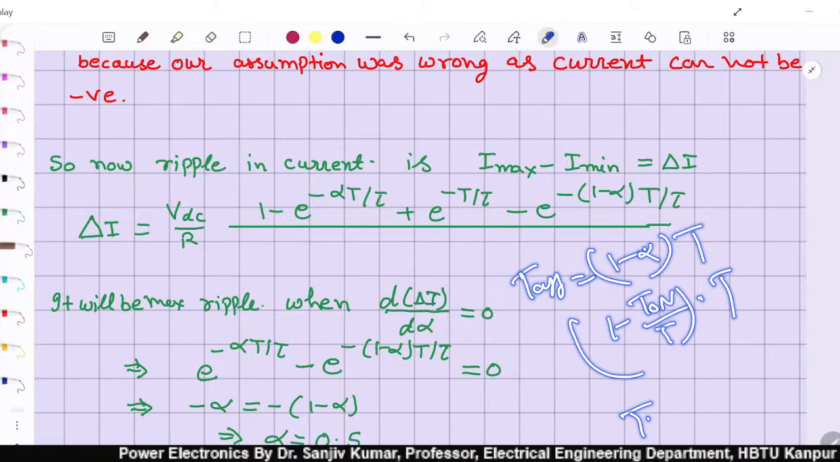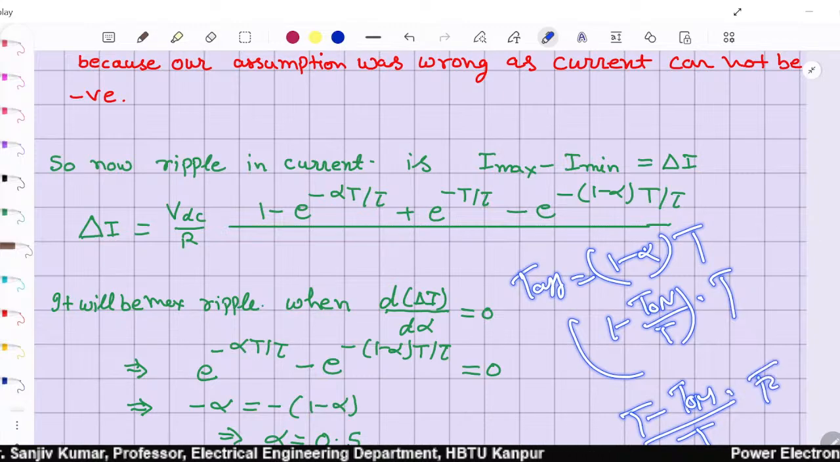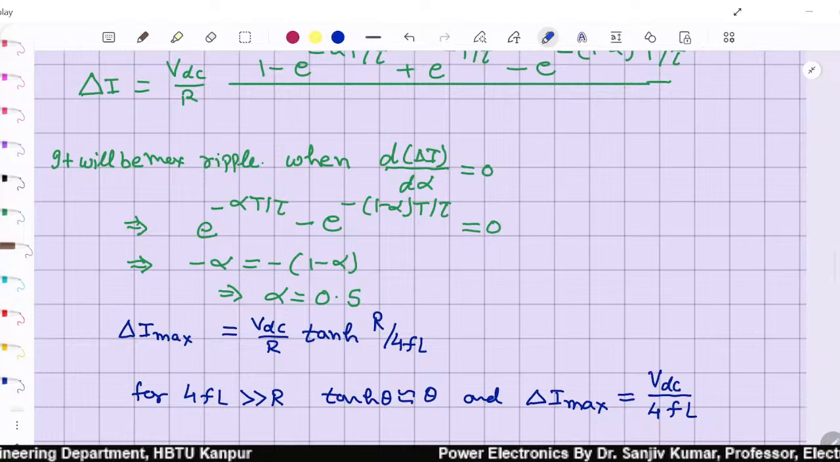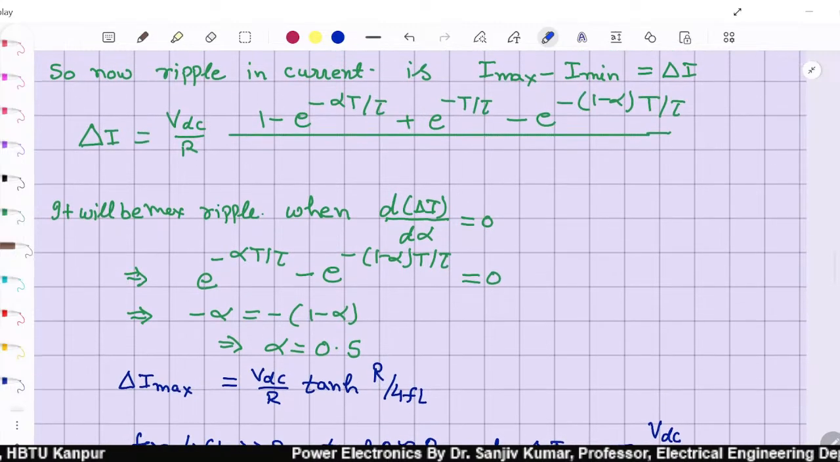So T minus T on upon T into T. This T gets cancelled out. T minus T on is equal to T off. So T off is written like this. Now the only term which is variable in nature is alpha, so just differentiate this.